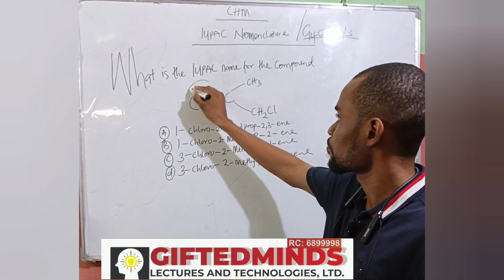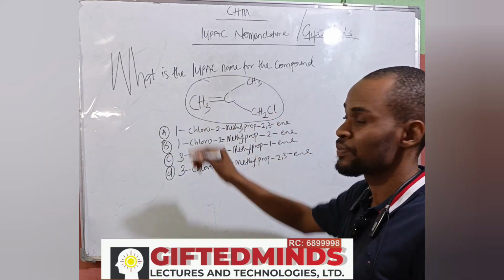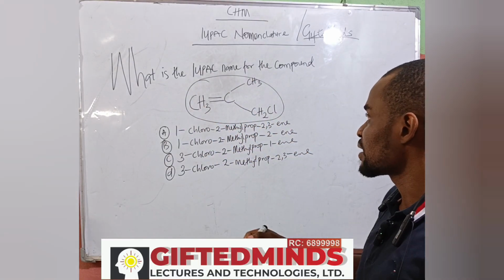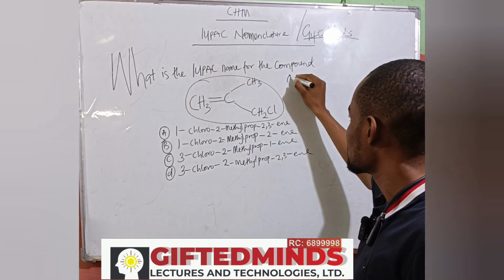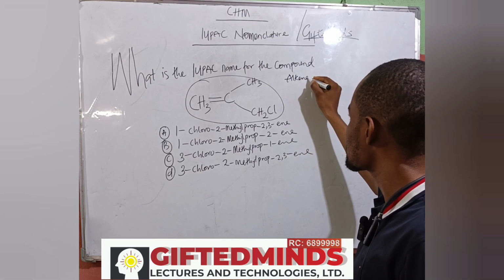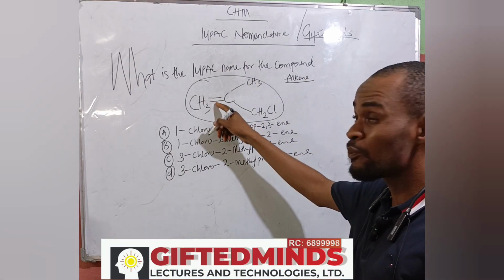See the compound here. They ask us what is the IUPAC name. And you will know that this compound is not just an ordinary compound. This compound is an alkene compound. Alkene means a compound that carries a double bond.